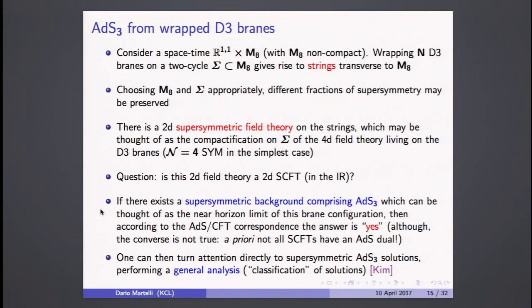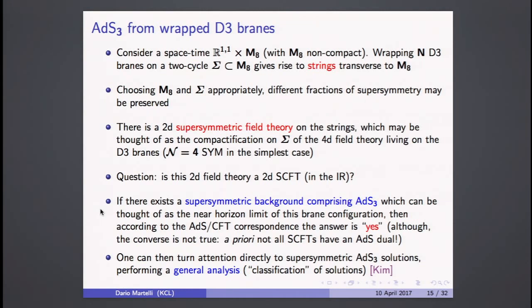The next step, getting closer to the sort of work that we have been doing with my collaborators, is to think about AdS3 as arising from D3 branes instead of the D1-D5 branes. So I think everyone in the audience has heard that you can get AdS3 from the D1-D5. Perhaps a bit fewer people have heard that you can get it also from D3 branes. And the way to do that is you take your stack of D3 branes, and you wrap two of the directions on a compact surface, Sigma, inside some transverse eight-dimensional non-compact manifold.